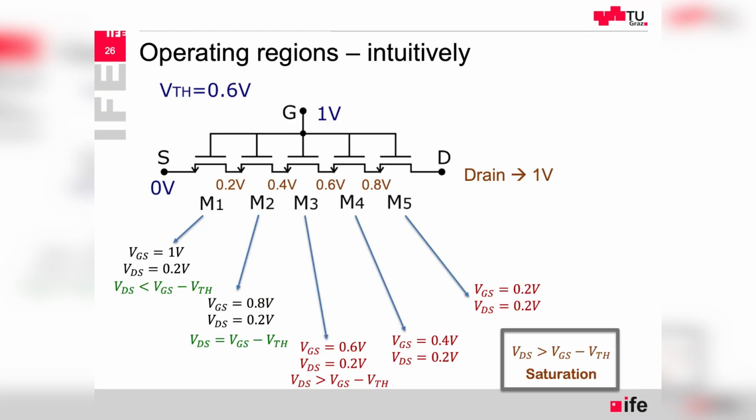Now let's take the same structure, but let's apply a different drain voltage of 1 volt. According to the recipe already shown at the output characteristics, the pinch-off point is when VDS is equal to VGS minus VTH. And here, drain to source voltage is 1 volt, and gate source minus threshold voltage is 0.4 volts. So we must be in saturation.